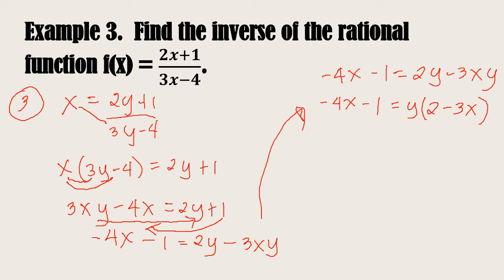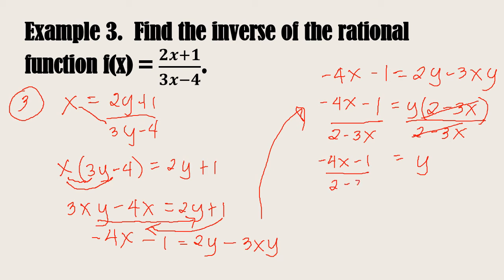So, we are going to divide both sides. Ano ba ang katabi ng y natin? Kasi ang purpose natin ay maging y na lamang yung right side. So, we are going to divide both sides by 2 minus 3x. So, sa kabila rin, 2 minus 3x. So, makakancel tong 2 minus 3x sa baba at sa taas. So, ang matitira na lamang sa right side ay y. Dito sa left side, negative 4x minus 1 all over 2 minus 3x. Ayan, nakuha na natin ang inverse.